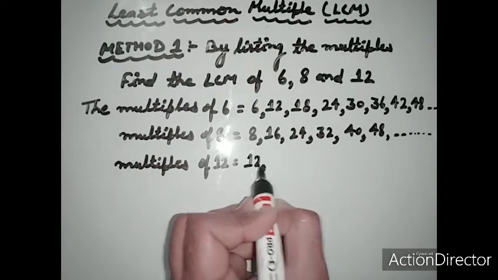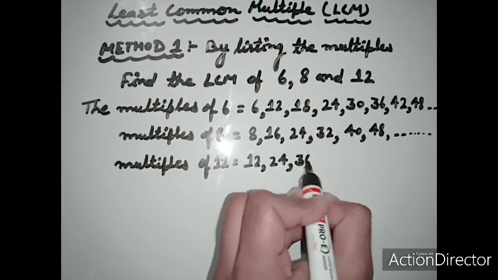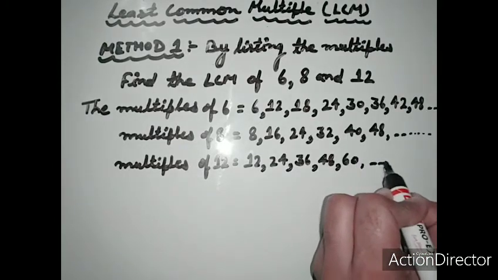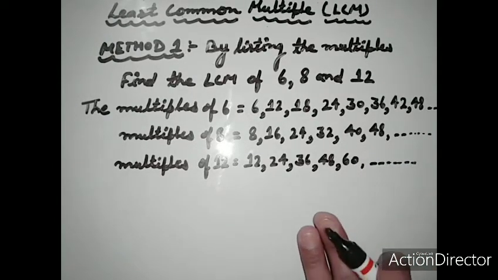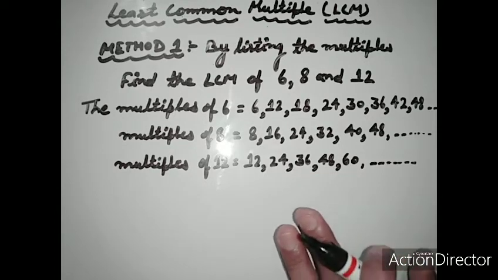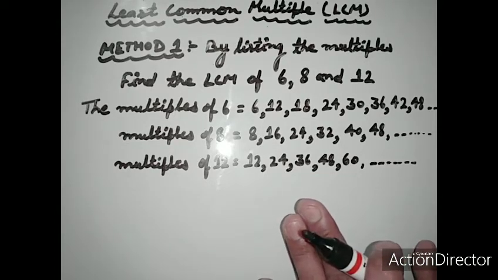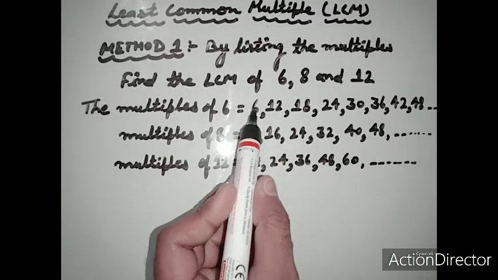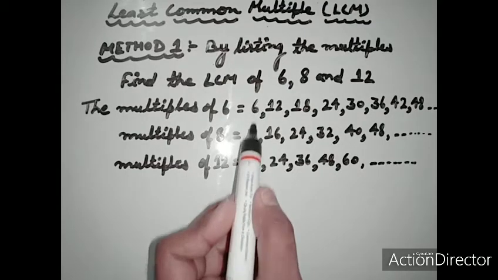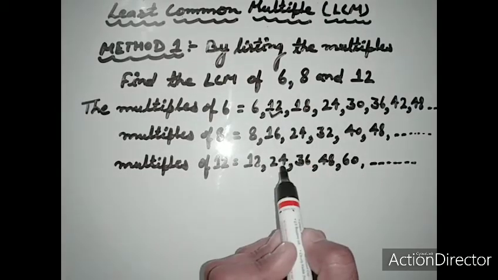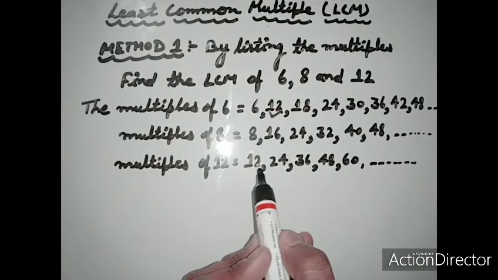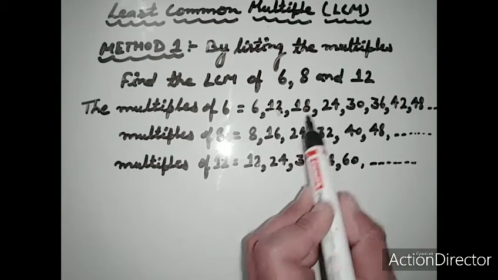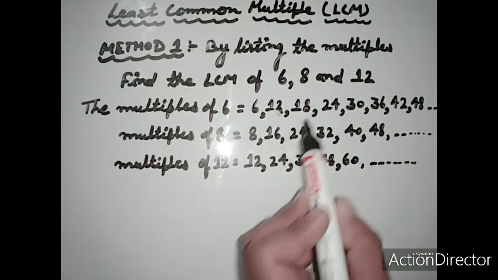12 ones are 12, 12 twos are 24, 12 threes are 36, 12 fours are 48, 12 fives are 60, and so on. Now here we mark common multiples of 6, 8 and 12. Now 6, no, 6 is not a common multiple here. Now 12, 12 is here but 12 is not here, right? Now what about 18? 18 is not here, so we do not take 18 as a common multiple.